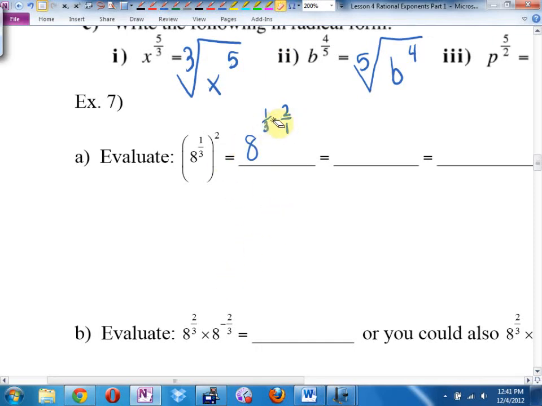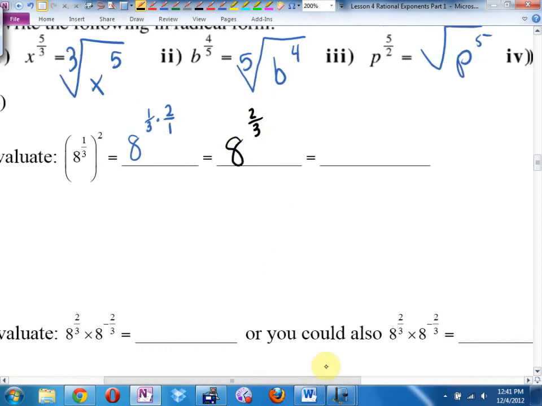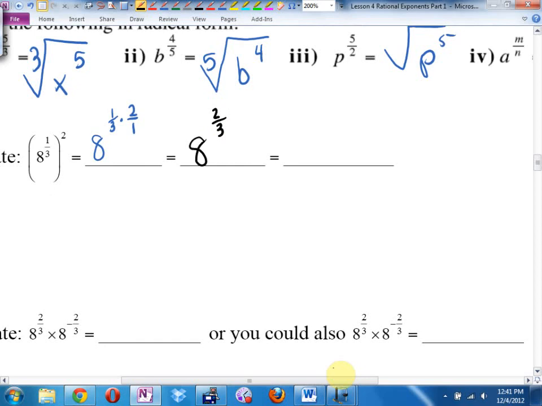That's the easiest operation of them all. Top times top. Bottom times bottom. So this is really going to end up being 8 to the what over what? Flower power. This is the same as the 8's going there. The root to the root. Cube root. Flower to the power.